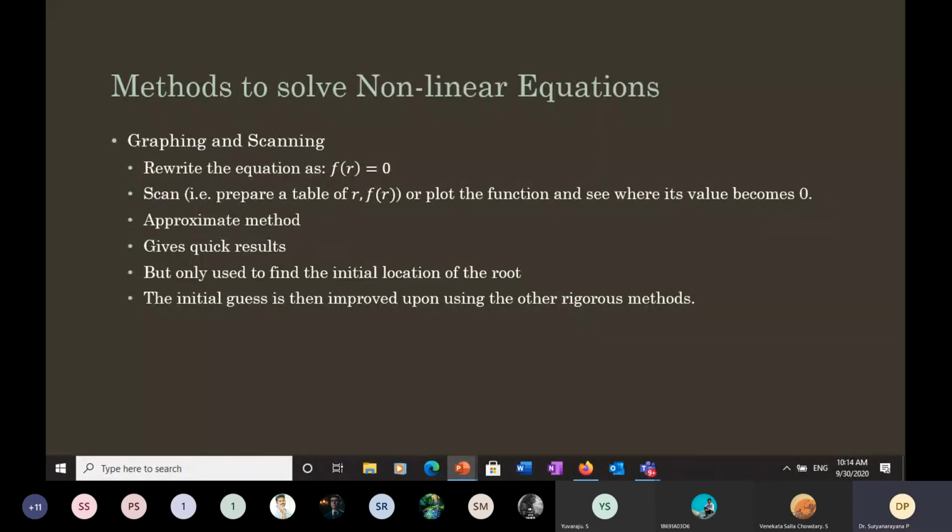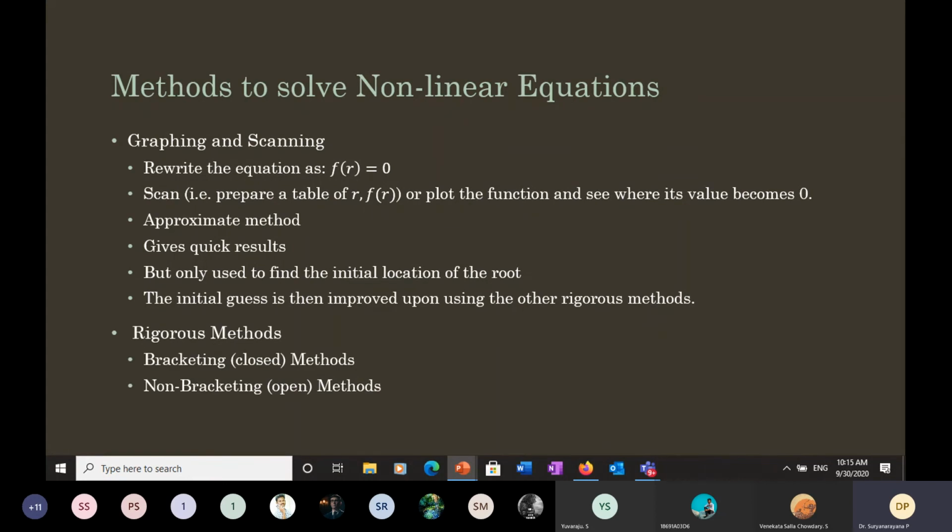So we discussed graphing and scanning, which are approximate methods. I also showed you in Python how you can perform scanning and graphing for a function. The important thing is to be able to do this. It is kind of a trial and error, but it's a more systematic way of doing trial and error. We rewrite the function such that it looks like this. You bring everything to one side and try to prepare a table, that's called scanning, or if you prepare a plot of f as a function of r, then you can identify at which point, for what value of r, approximately the function takes a value of 0. That sort of thing you can identify.